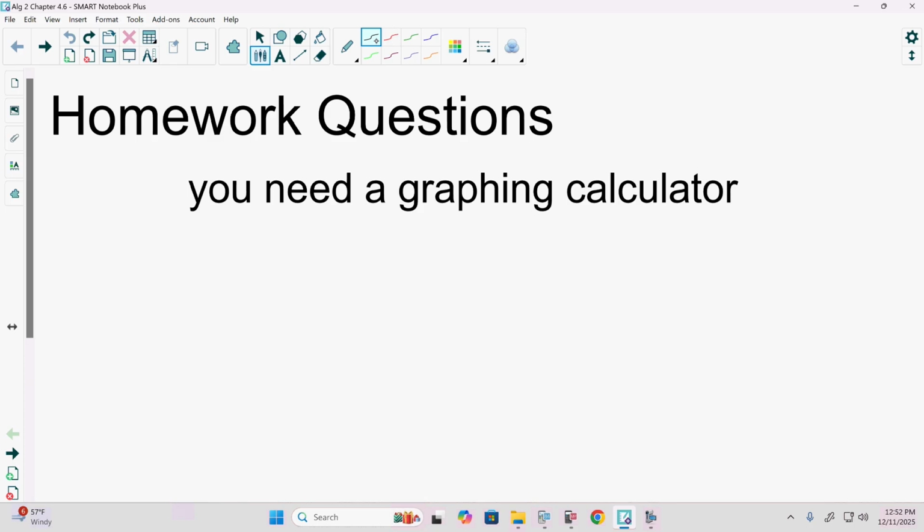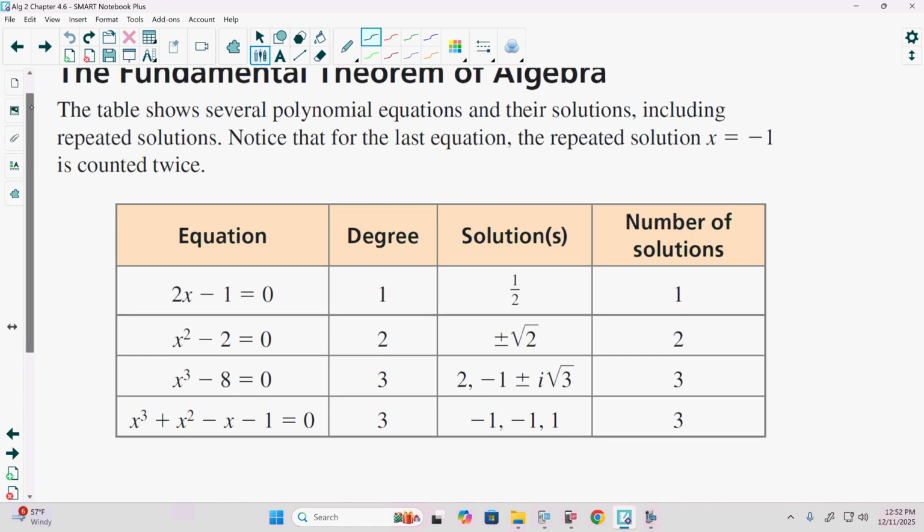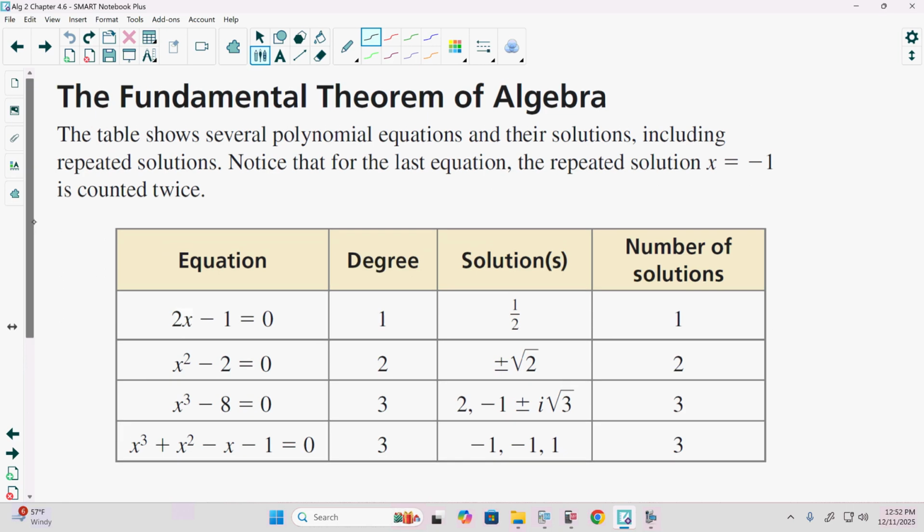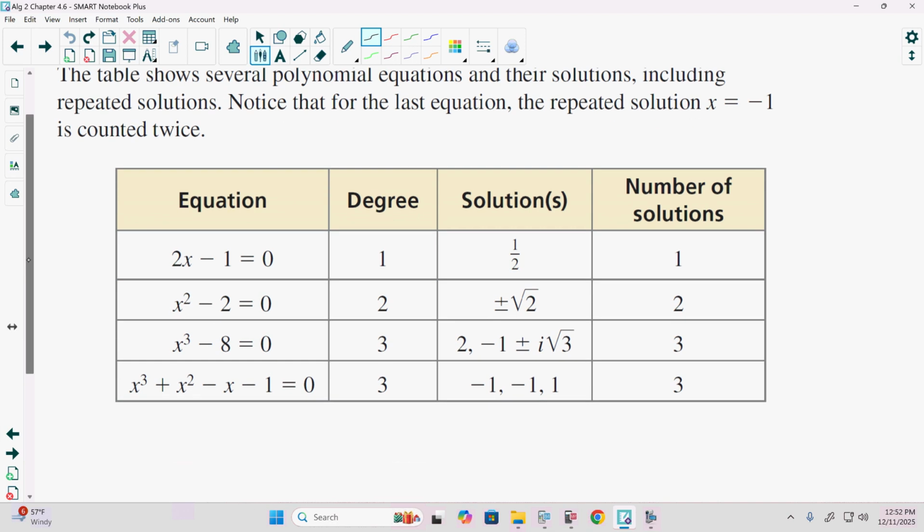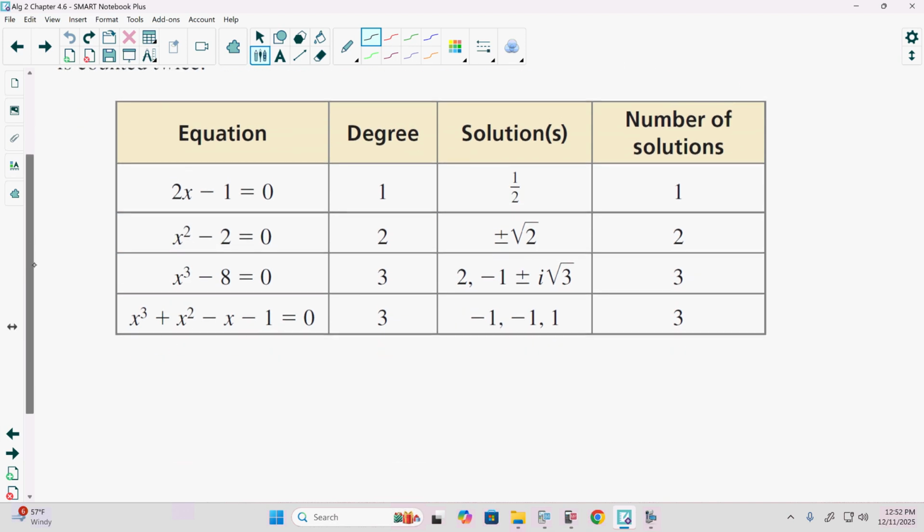So those of you who are in my class, we are going over notes today. The first thing we're looking at is the fundamental theorem of algebra. We will look at it, but we're going to look at this table first. This table shows us four different equations.